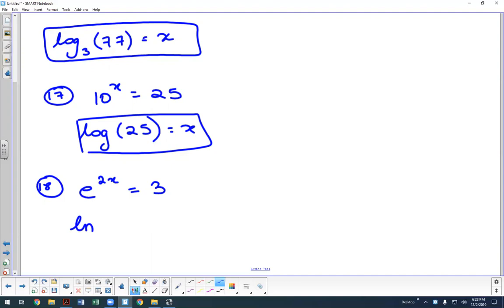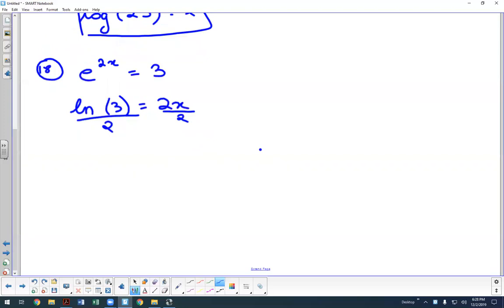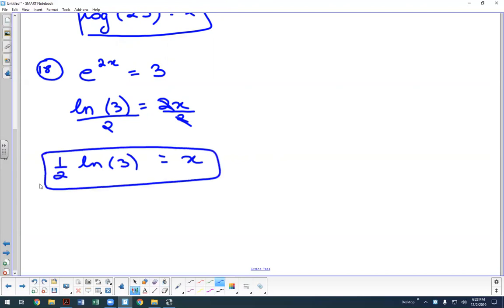Okay, and the natural log will be of what number? 3. Natural log of 3. And remember, a log always gives you the exponent. So whatever is the exponent on the exponential form is what your log will always equal to. Again, if you type in natural log of 3 on your calculator, you're going to get some kind of decimal answer. So leave it as natural log of 3. To get x by itself, divide both sides by 2. And you're going to end up getting, again, x equals, you can do 1/2 natural log of 3. Okay.